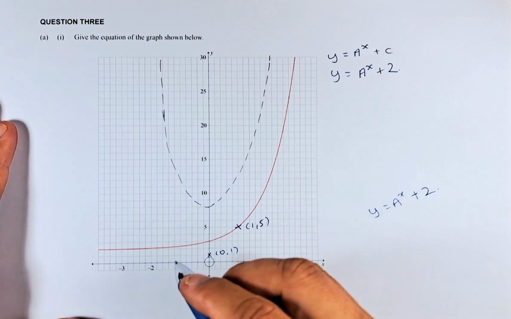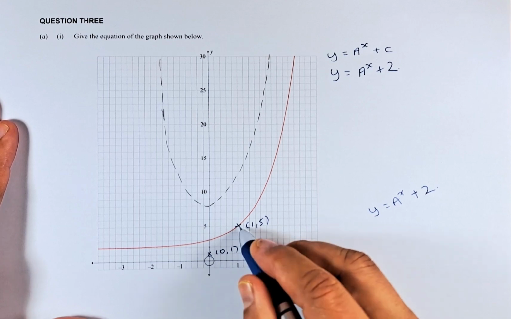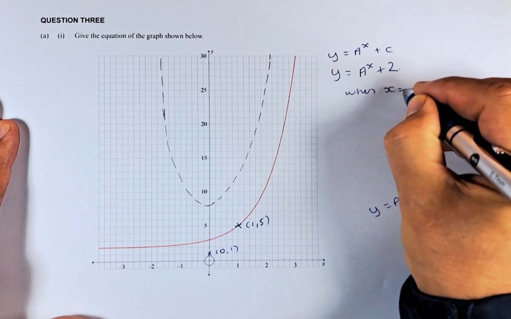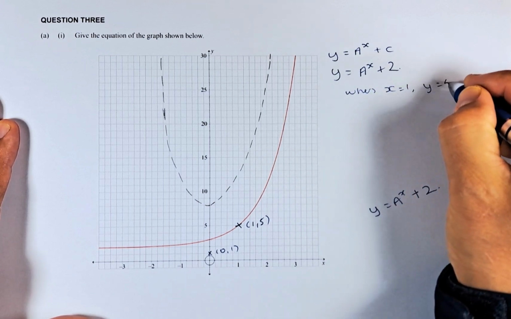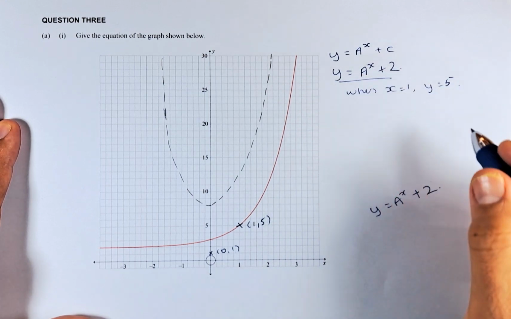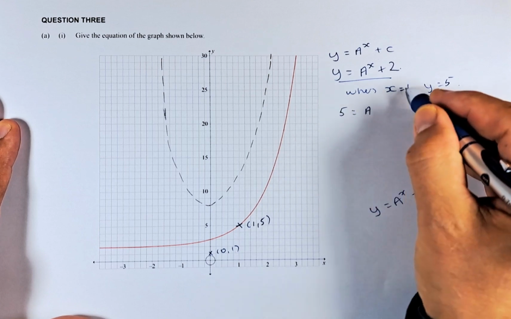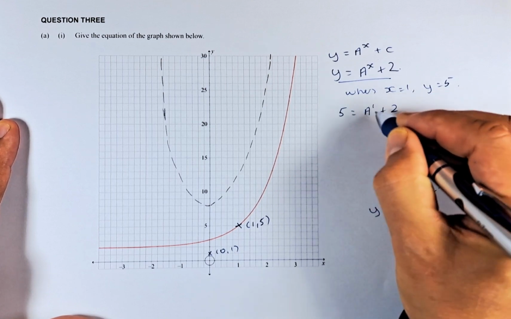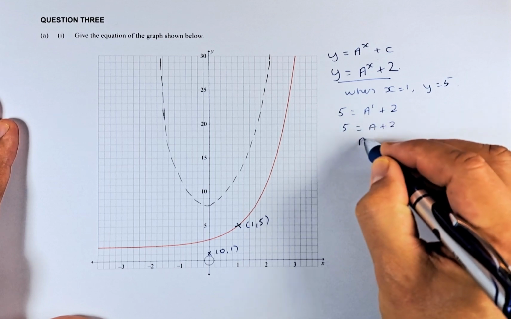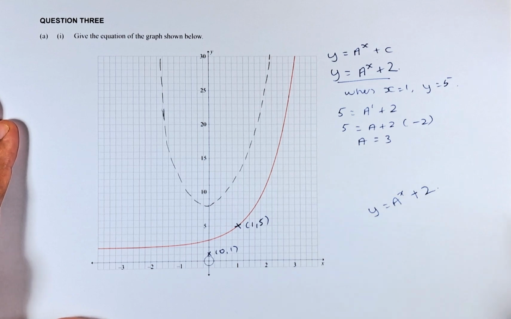To get an A, we need to find a point on the graph. So we have found a point here, because this is a nice number: x is 1, y is 5. So when x equals 1, y equals 5, and then we're going to substitute this value into this equation. So y is replaced by 5 equals a, x is replaced by 1, plus 2. A power 1 is a, so 5 equals a plus 2. So a equals 3 because you minus 2 on both sides of the equation. So a equals 3.